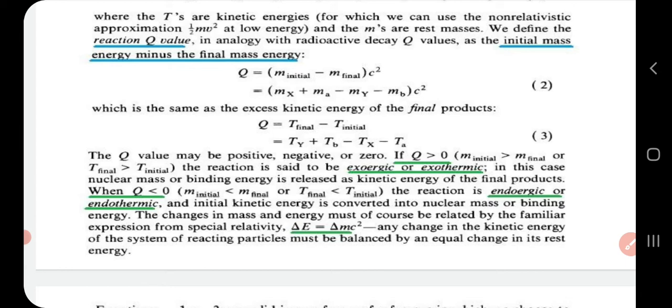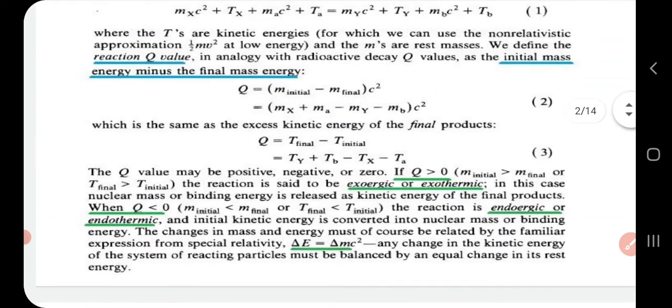If the Q value is positive, nuclear mass or binding energy is released as kinetic energy of the final products. If Q is less than 0, the reaction is called endoergic or endothermic, and in this case initial kinetic energy is converted into nuclear mass or binding energy. Anyway, the change in mass and energy is related by Einstein's mass-energy relation, ΔE = Δmc². That is, any change in kinetic energy of the reacting particles has to be balanced by an equal change in its rest energy.